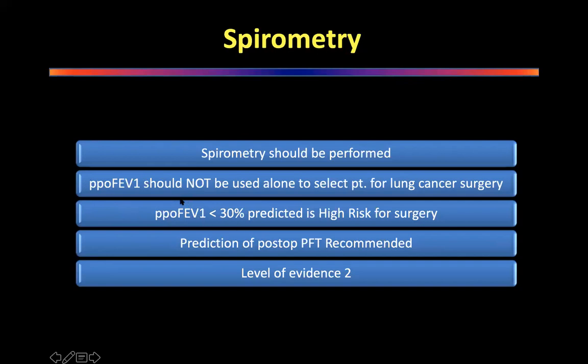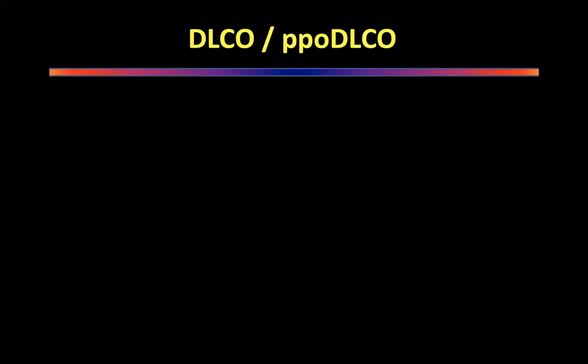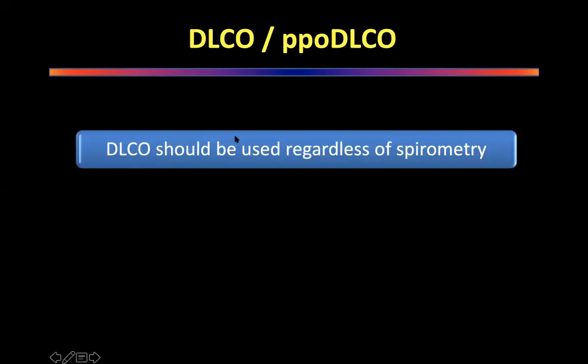So if you are doing surgery only on FEV1 numbers, you're actually not following the evidence. You're not following the guidelines. It is completely wrong. You must do a split function, or you must do the gas transfer and everything to understand exactly what is happening to this patient before you take him up for surgery. So simple spirometry is not the right thing to do when you're talking about putting people through complex surgeries. DLCO should be used regardless of surgeries.